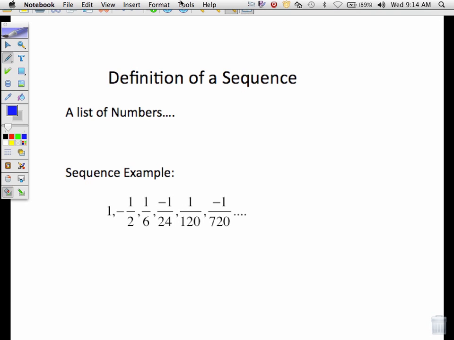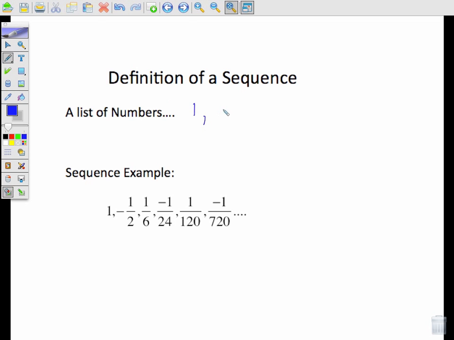All right, for a couple seconds here, we're going to look at just what sequences are. The definition of a sequence is a list of numbers. I'm just going to give you an example, like 1, -1/2, 1/6, -1/24, 1/120, and so on. Those are sequences. I guess that's listed right here. I didn't even see it.